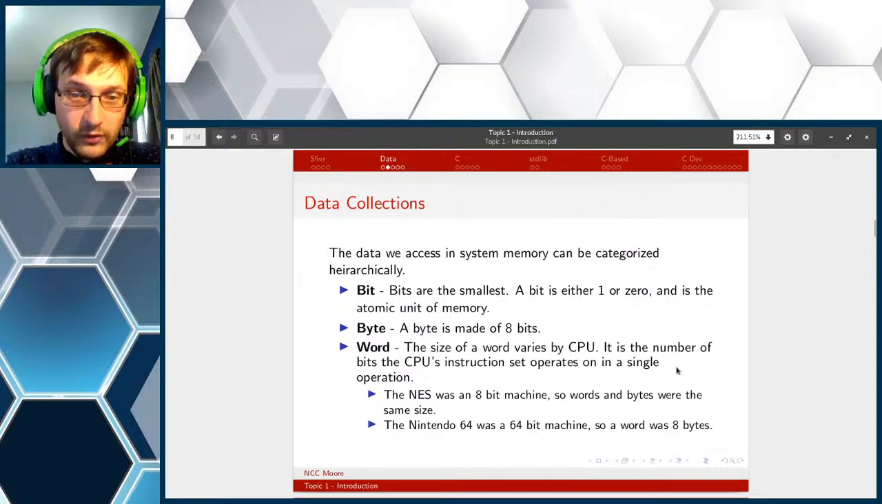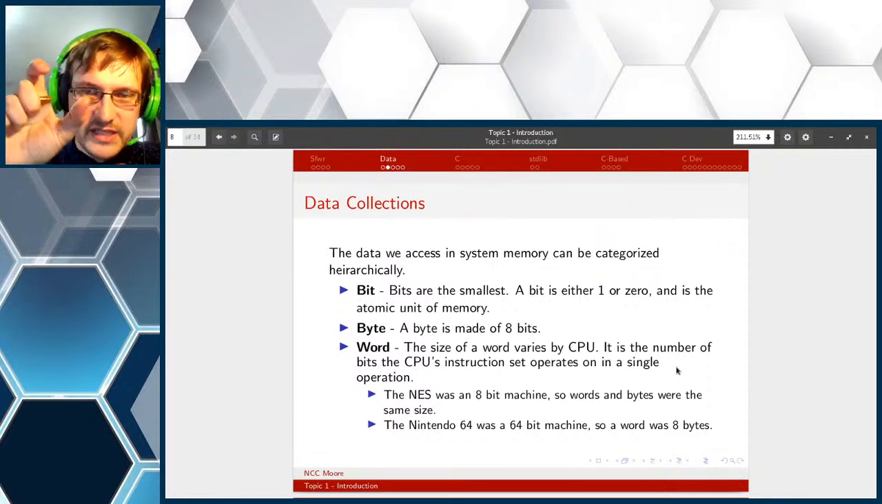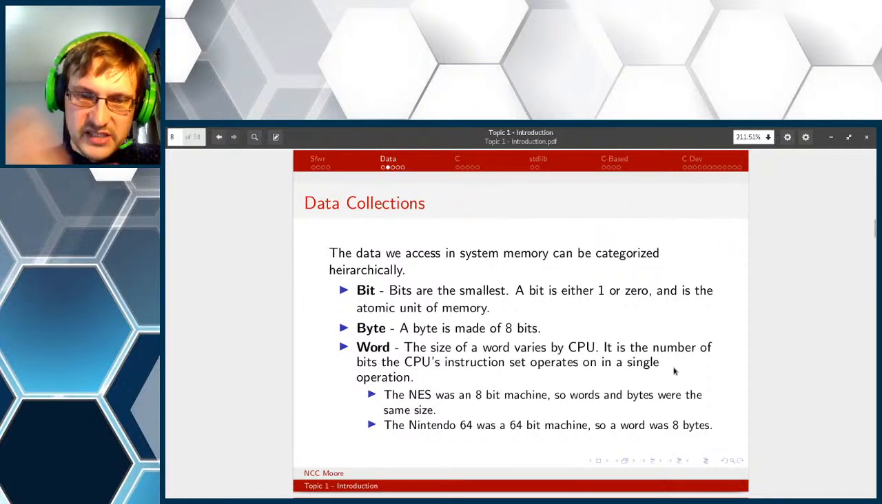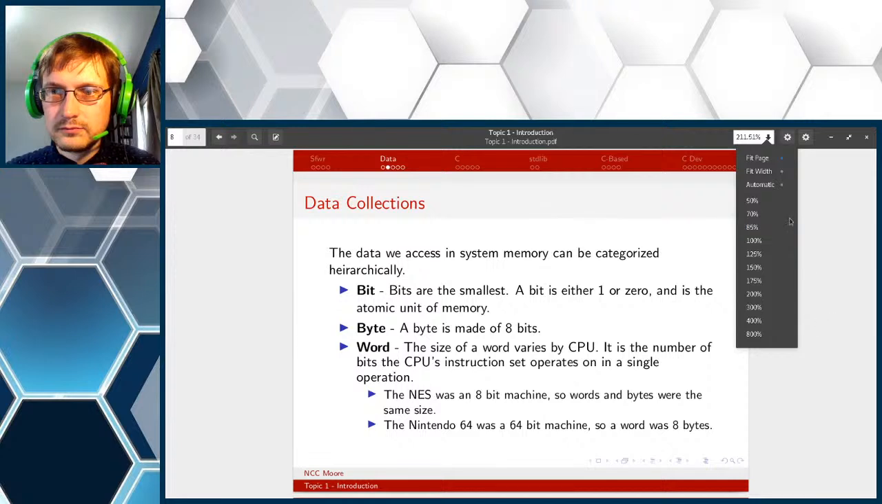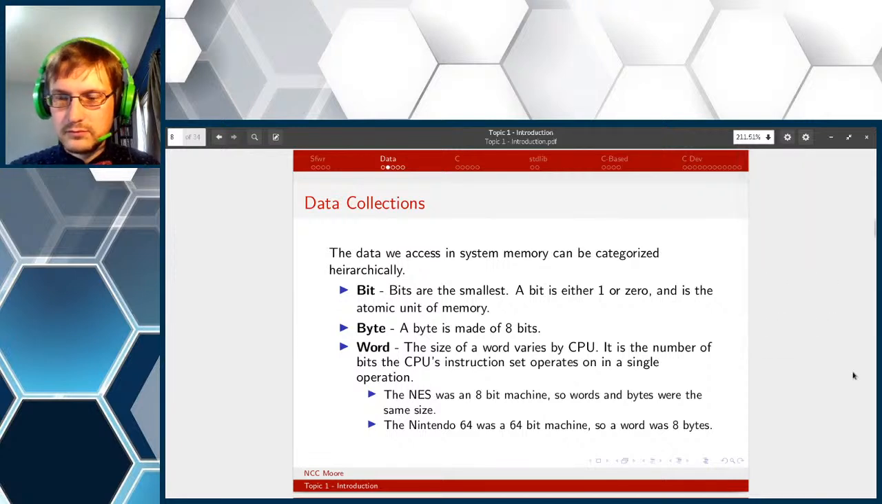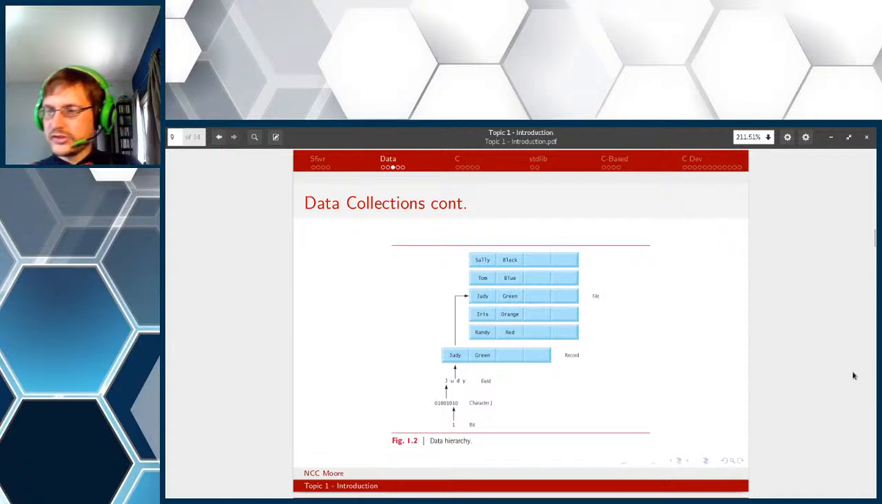For the Nintendo 64, that was a 64-bit machine, as you might have gathered from the name. So a word was comprised of 8 bytes. This is also, coincidentally, how many bytes a floating point number is, which, floats are a whole thing. We're going to get into them. But, yeah. Anyway, any questions so far? Hopefully everything's reasonably cogent so far.